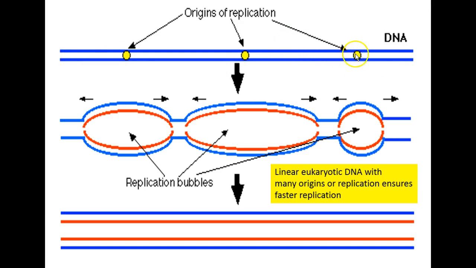Each linear DNA molecule has several origins of replication. Origin of replication is the place where DNA replication proceeds. In this case, we have several bubbles of replication, with the blue molecules being the templates from which the red molecules, the newly replicated DNA strands, are made. These multiple origins of replication assure that the DNA will replicate much faster than if there was only one origin of replication.